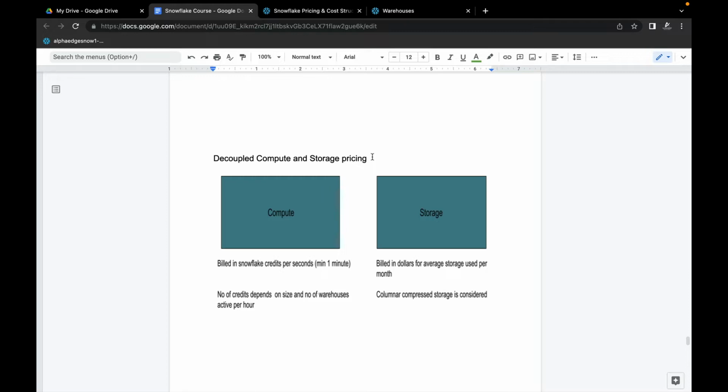And the storage is billed in dollars for the average storage used per month, and this average storage is actually columnar compressed storage, which is done internally by Snowflake.